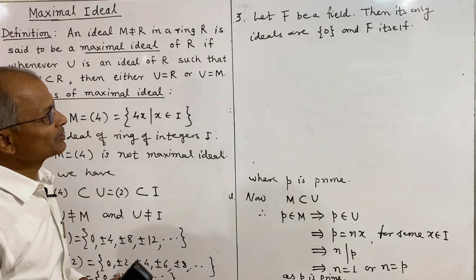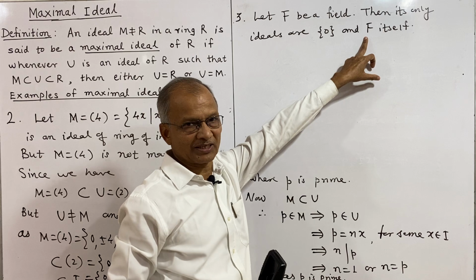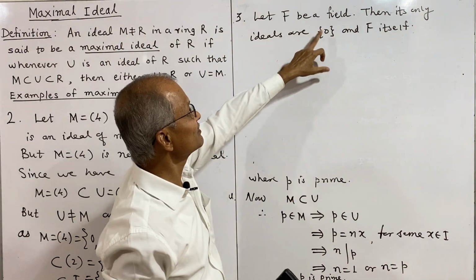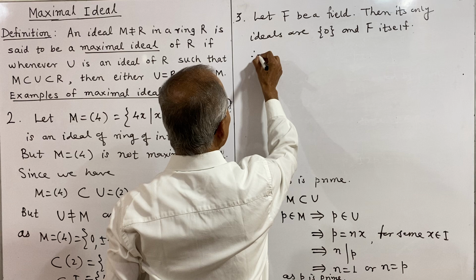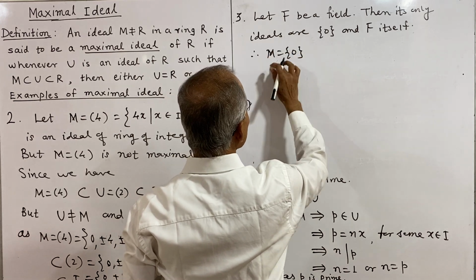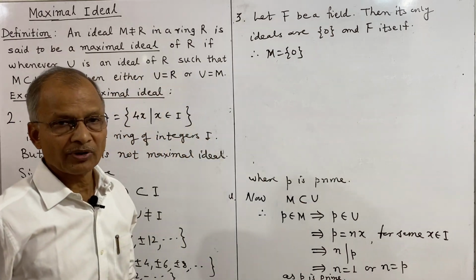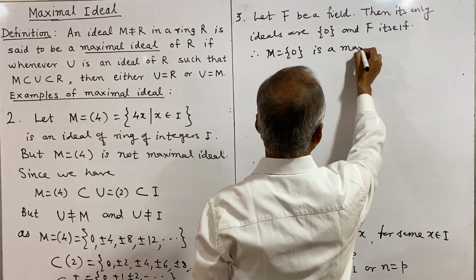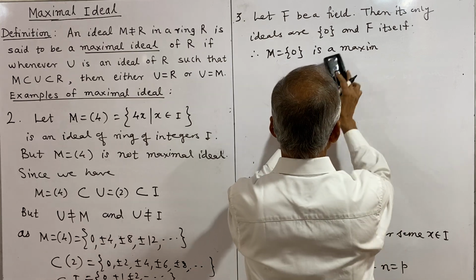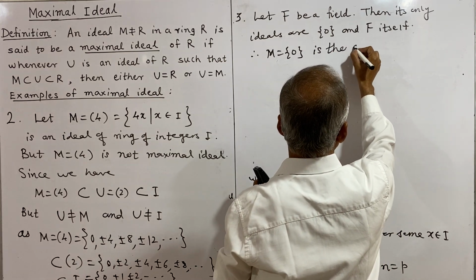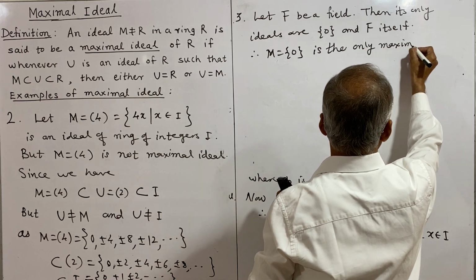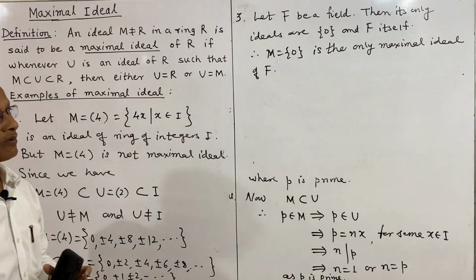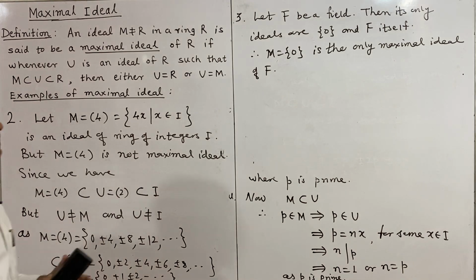So it is clear that F itself cannot be taken as a maximal ideal, since a maximal ideal must not be equal to the ring, and therefore 0 is the maximal ideal of this field. Therefore M is equal to 0, because M is not equal to F and there is no ideal between 0 and F. So M equal to 0 is the only maximal ideal of the field F. So a field has only one maximal ideal, that is 0, containing the single element 0.